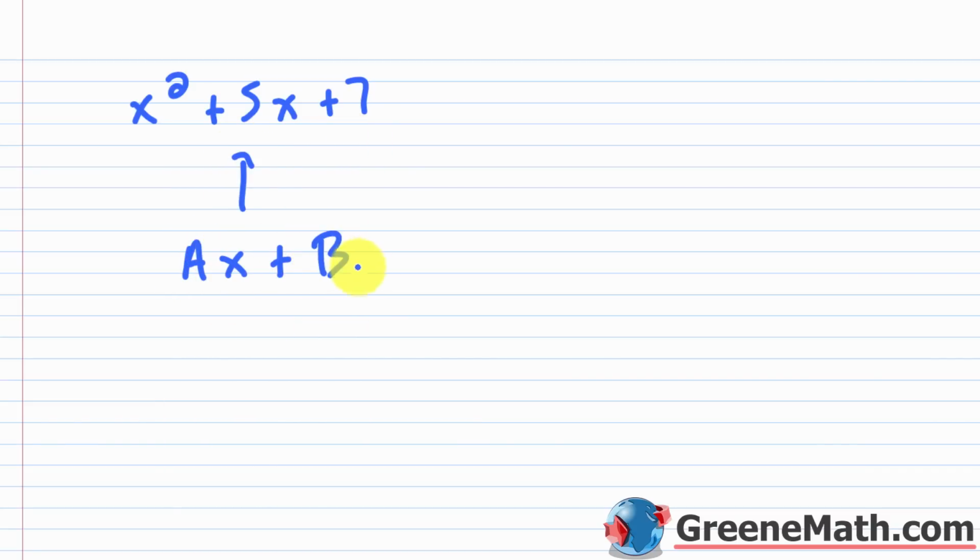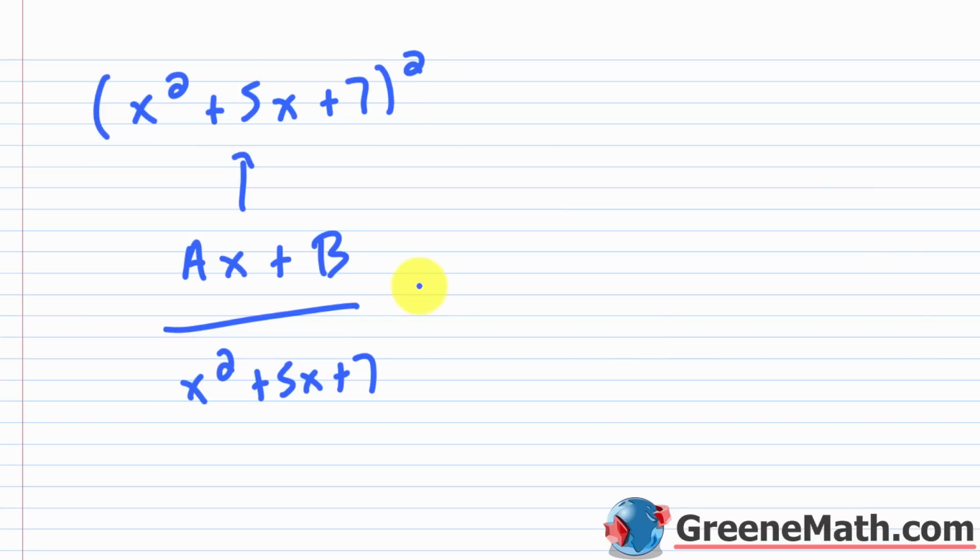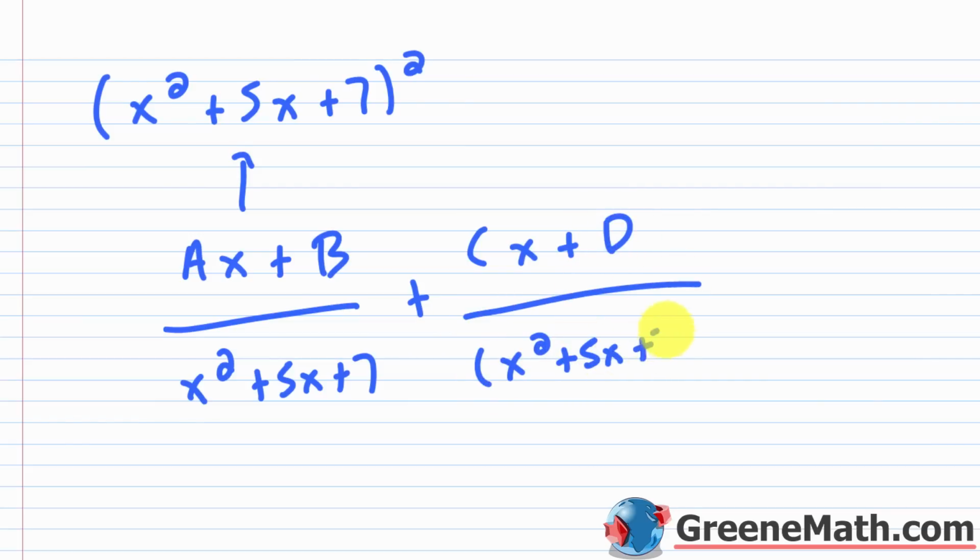So again, if you had something like, let's say, x squared plus 5x plus 7. This is not something you can factor using rational numbers. So what we would do is we would write our ax plus b like this over this guy right here, so x squared plus 5x plus 7. And then again, if this was squared, well, then you go plus cx plus d over this x squared plus 5x plus 7 quantity squared. Again, you've got to have one of these fractions for each power of this guy. This is the first power. This is the second power.